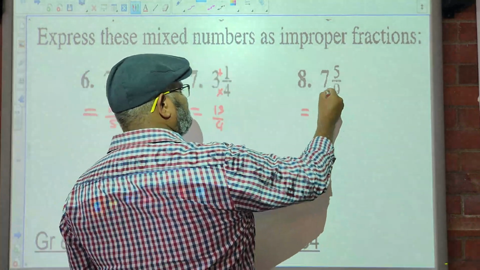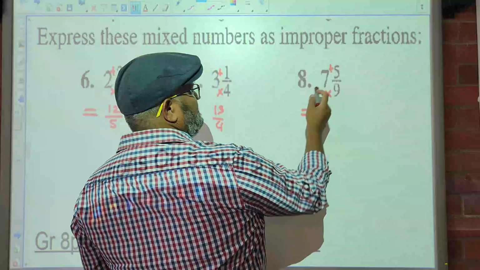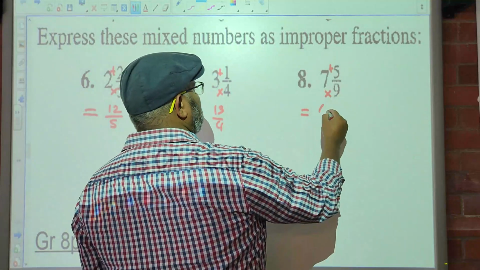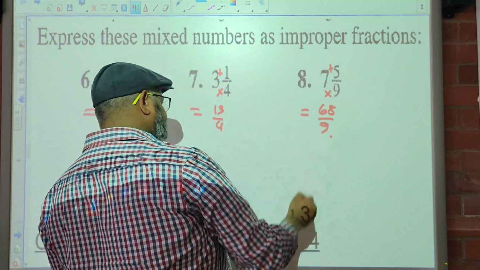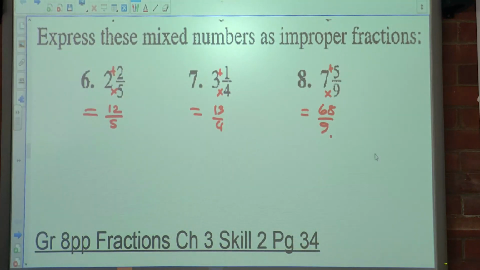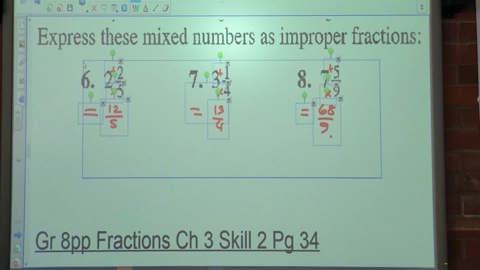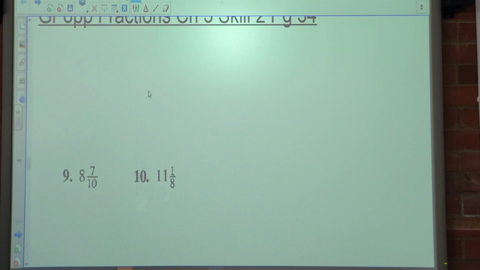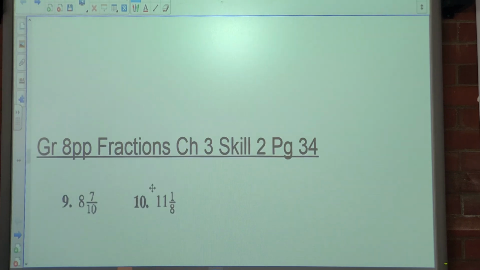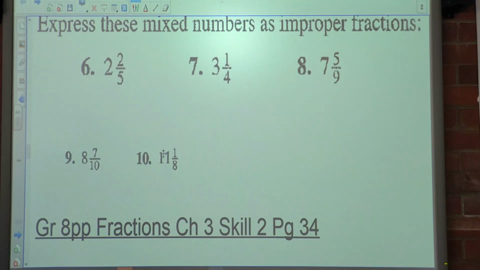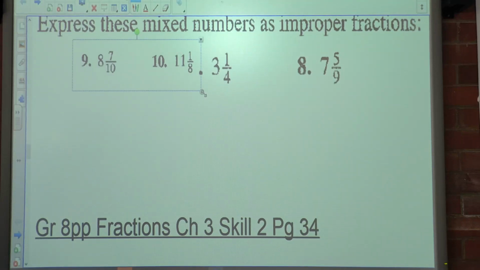The last one, or number 8, sorry. 7 times 9 is 63 plus 5, 68 over 9. Any confusion? No? I'm moving too fast. I'll move faster. Yes, please. Say yes, please. Okay, I'll try.